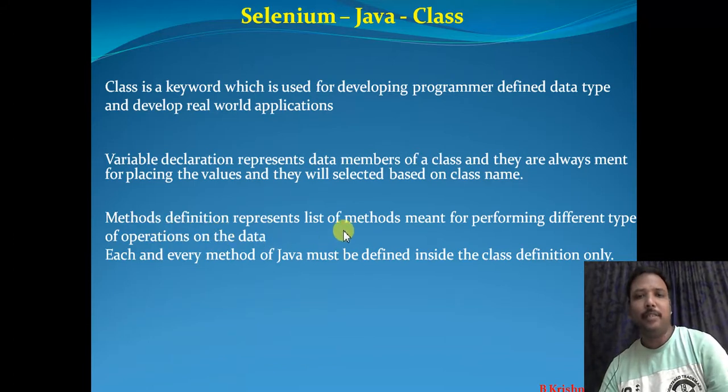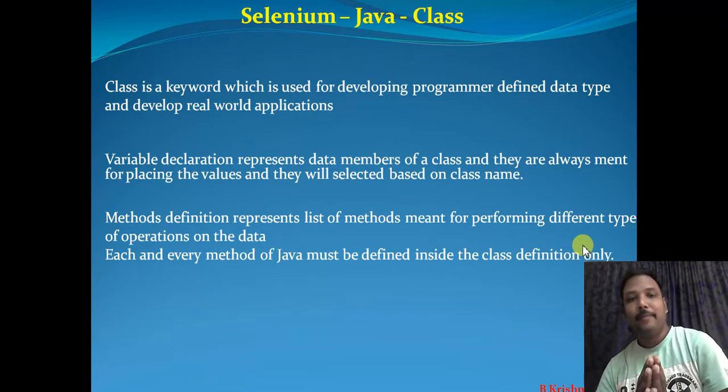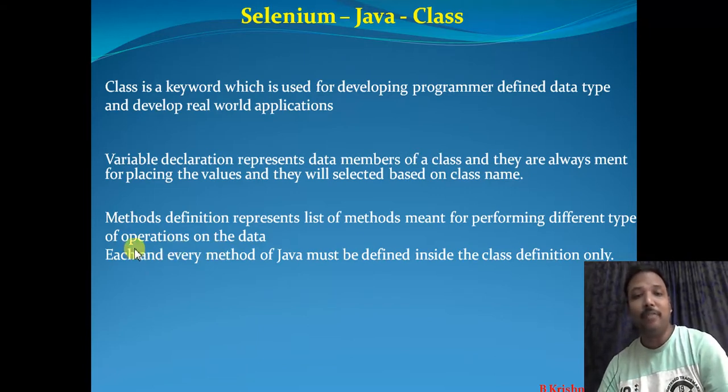Methods definition represents the list of methods meant for performing different types of operations on the data. Each and every method of Java must be defined inside the class definition only. As I already told you, the class is a collection of data members and the methods. So we have to define a method within the class only. Outside the class, we can't define a method. I will be showing you how.